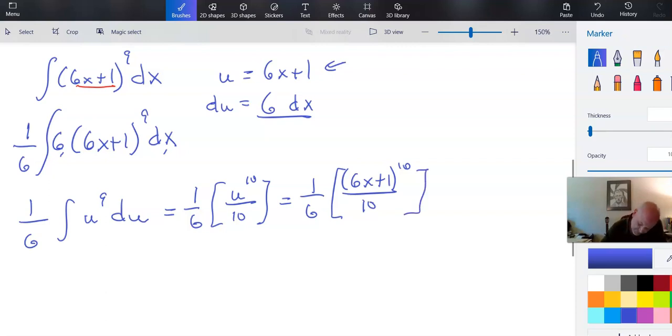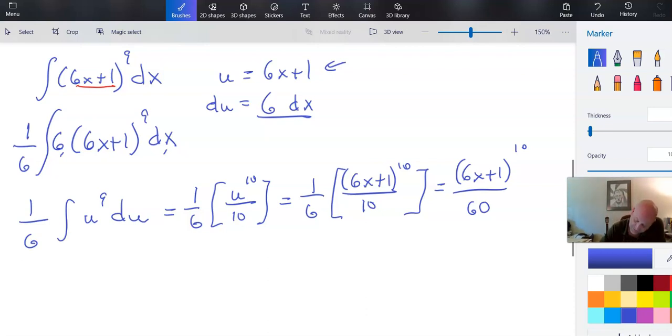And actually, just looking at this, I can go ahead and put that 6 in here, multiply the 1/6 in. You can't really multiply anything in on the top because it has that exponent, but the bottom doesn't. So this is (6x plus 1) raised to the 10th power over 60 is what this ends up being. And if you go ahead and take the derivative, you'll find that you end up exactly where you started.